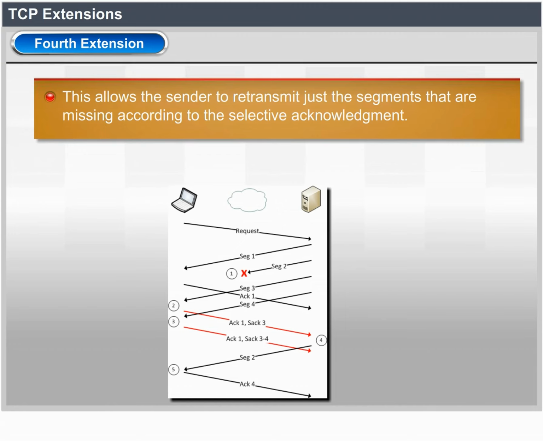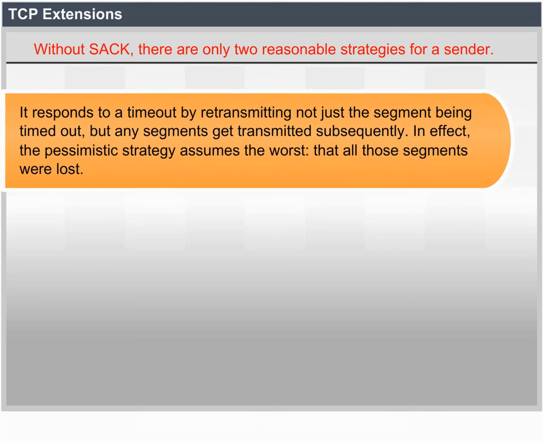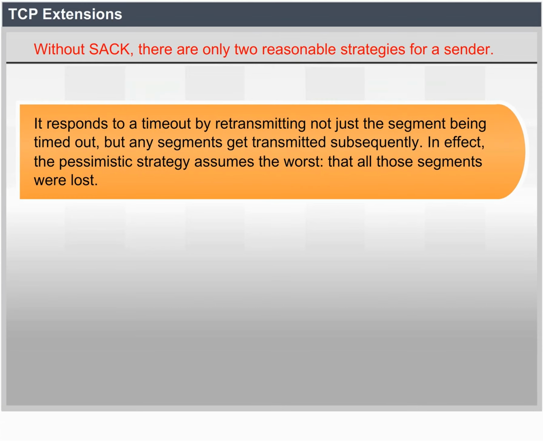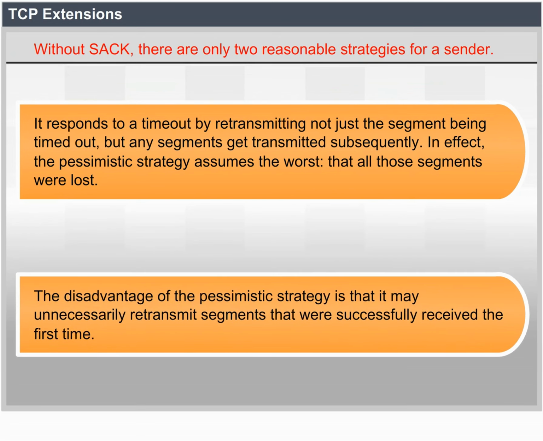Without SACK, there are only two reasonable strategies for a sender. The pessimistic strategy responds to a timeout by retransmitting not just the segment that timed out, but any segments transmitted subsequently. In effect, the pessimistic strategy assumes the worst, that all those segments were lost. The disadvantage of the pessimistic strategy is that it may unnecessarily retransmit segments that were successfully received the first time.